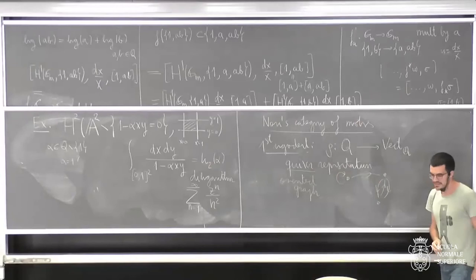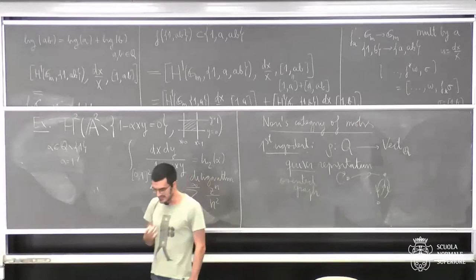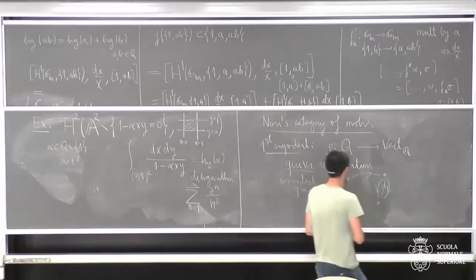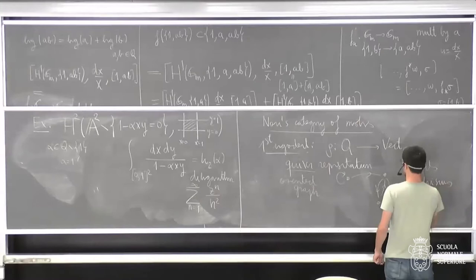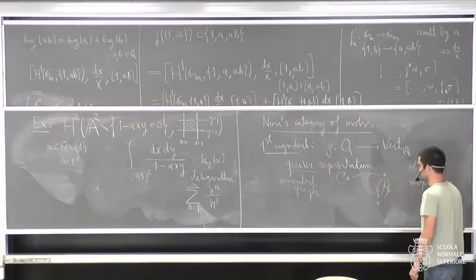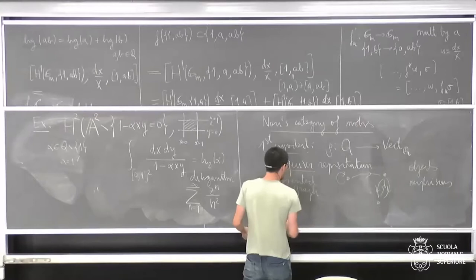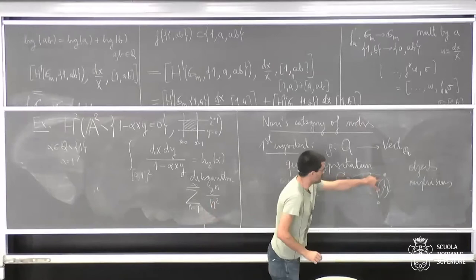You should think of a quiver as a category without composition law. You simply have objects, which are the vertices of the quiver, and you have morphisms, which are the arrows, but you don't have a composition law between morphisms. And a quiver is said to be finite if there is a finite number of vertices and arrows.